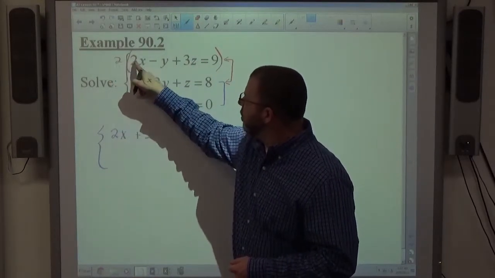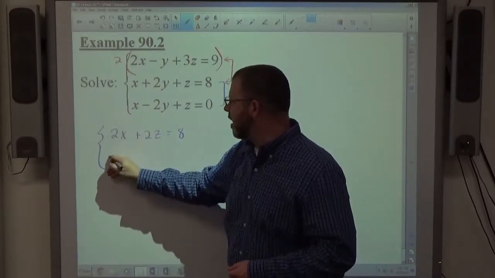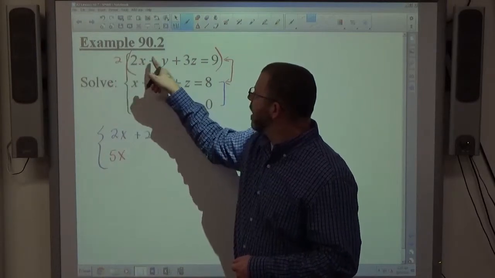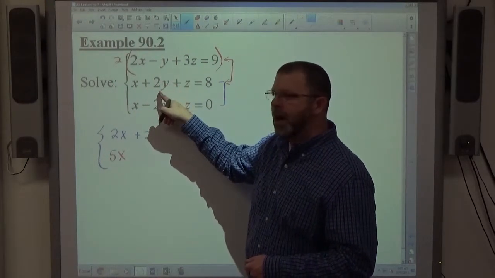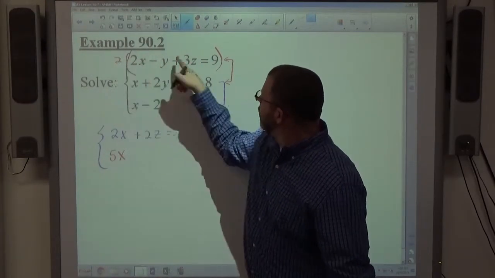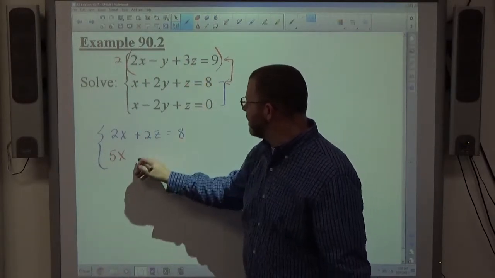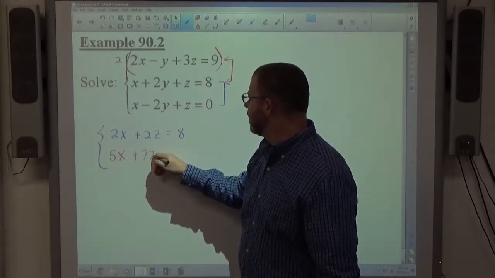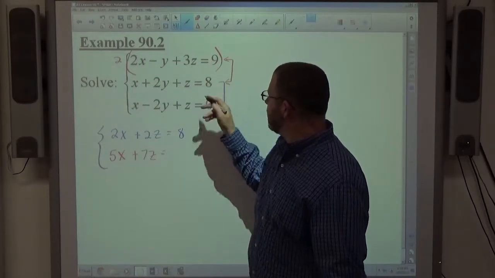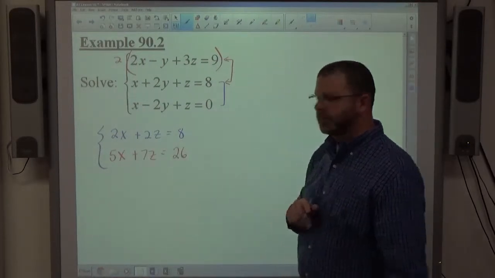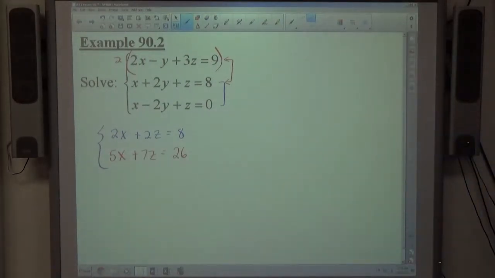So 2 times 2x is 4x, added to x makes 5x. 2 times negative y is negative 2y, combined with positive 2y cancels. 2 times 3z is 6z, plus 1z is 7z. And 2 times 9 is 18, plus 8 is 26. So 5x plus 7z is equal to 26.